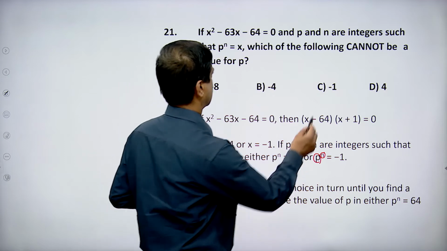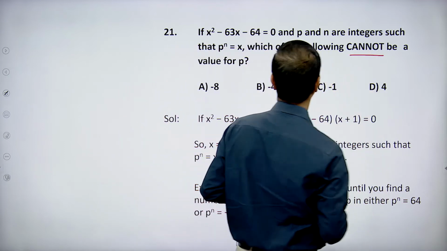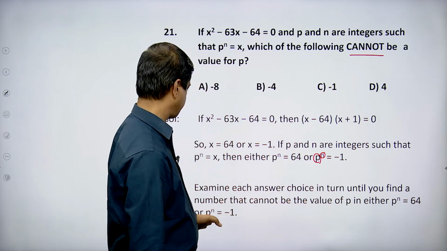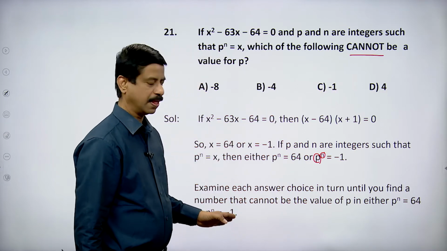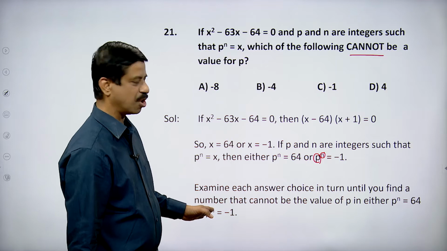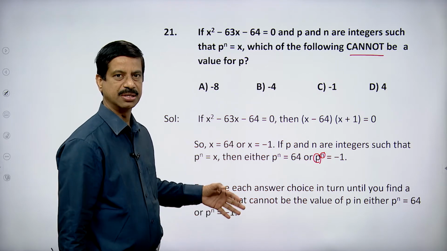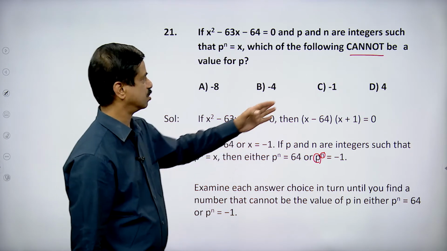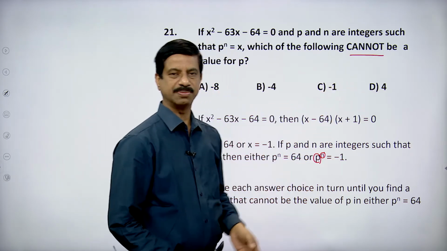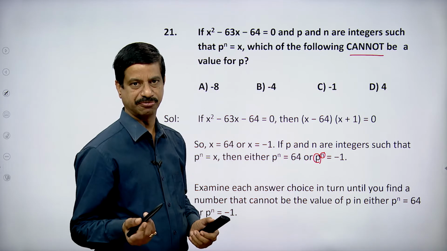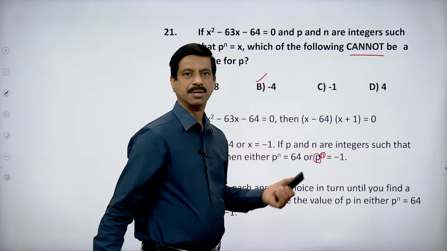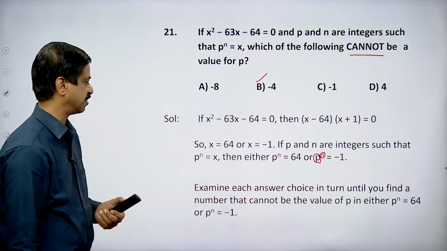So which one cannot be, he said. Cannot be, he said. So this can be a possibility because you have p power n is minus 1. So minus 1 to the power of odd number, maybe 1, 3, 5, 7, all those will be minus 1 only. So this is also true. Plus 4 it is possible because 4 cube is 64. Therefore, the only possibility that cannot happen is minus 4. Please note it fast, quick.